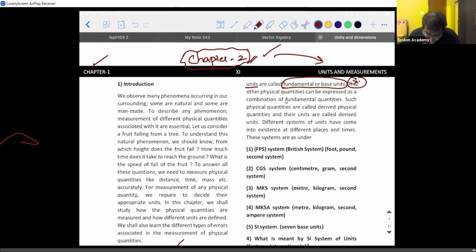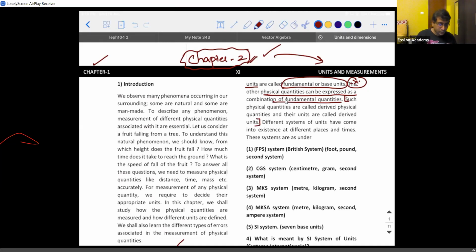Right. So the other physical quantities can be expressed as a combination of fundamental quantities. The quantities which are a combination of the fundamental or base units are called derived quantities or derived units. Sorry, derived physical quantities or derived units. Am I clear with this point?